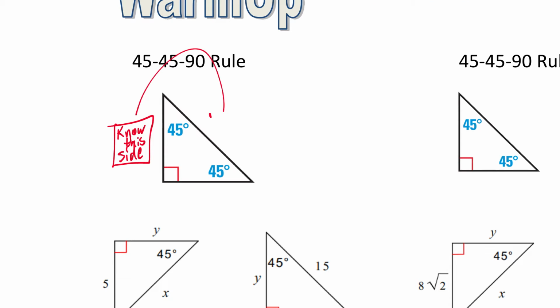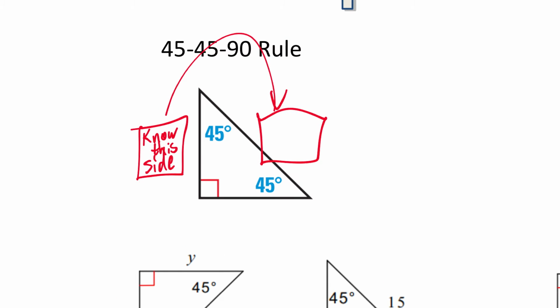So if we know this side, what are we going to do to find this side right here? Good. Multiply by the square root of 2. Just multiply it by the square root of 2. And whenever I say knowing this side, I'm talking about the length of this side right here. You know the length of that side. To find the length of this side, you multiply by the square root of 2.